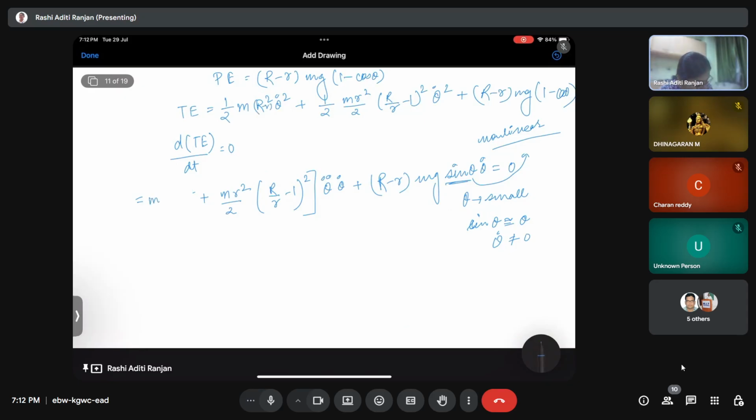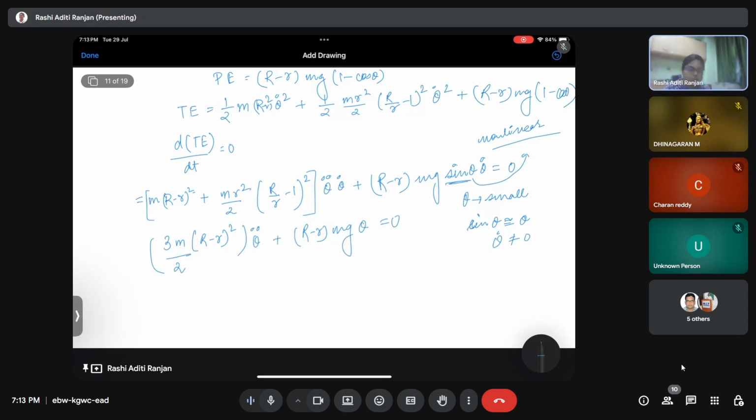m (capital R minus small r) square. We'll have it like this, right? Now, for the second one, we can send the r square inside so that everything comes in that form. Okay, so then we can get the equation as 2 and plus 1, it is going to be 3. 3m (capital R minus small r) square divided by 2, theta double dot plus (capital R minus small r) mg theta is equal to 0.